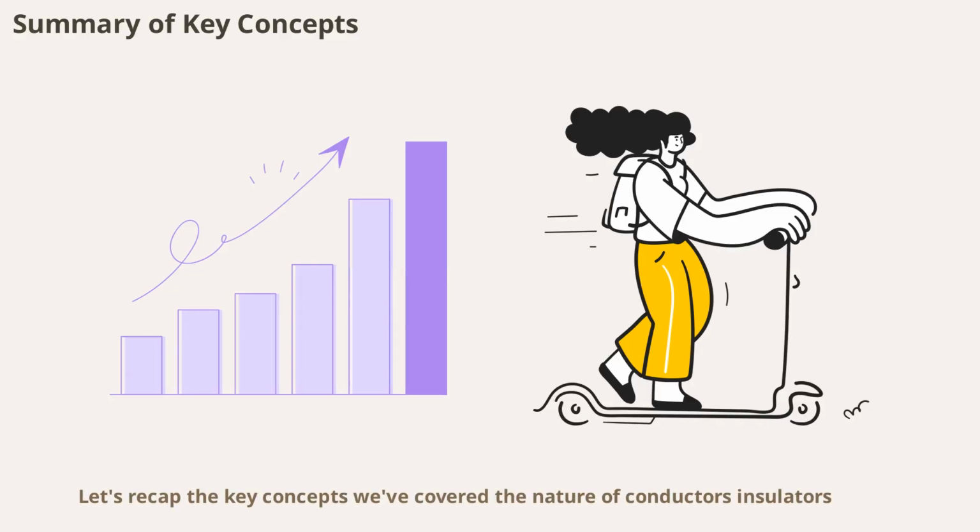Let's recap the key concepts we've covered: the nature of conductors, insulators, and semiconductors, the importance of energy band theory, the role of doping and p-n junctions, and the operation of essential devices like diodes, LEDs, and transistors. Understanding these fundamentals is crucial for anyone interested in electronics and technology.